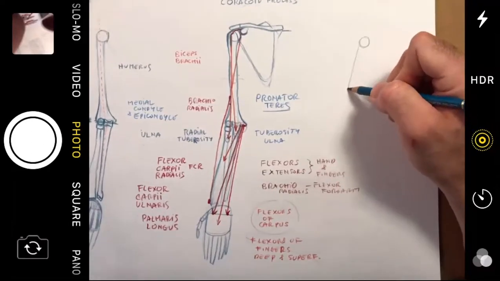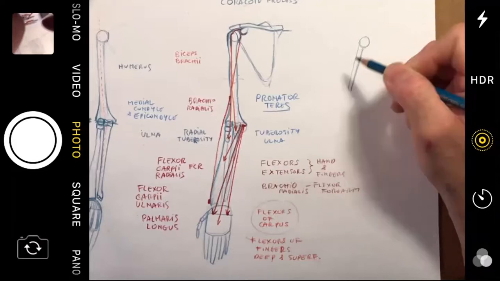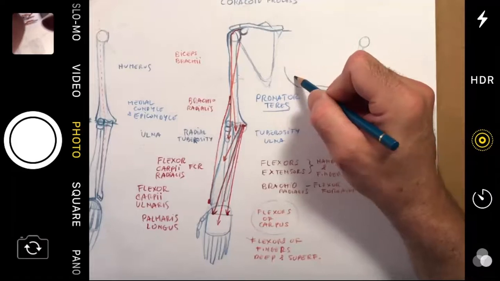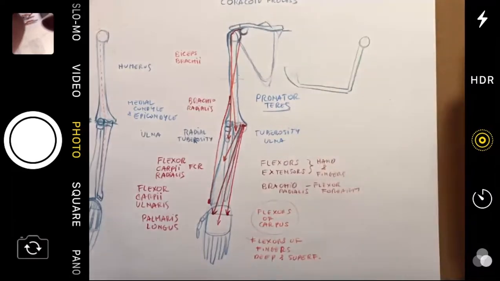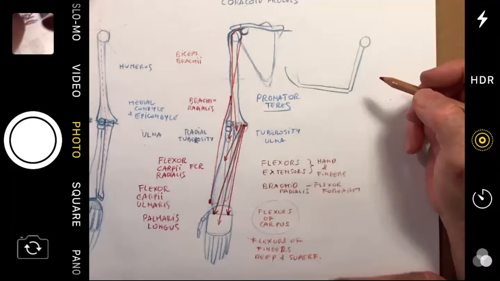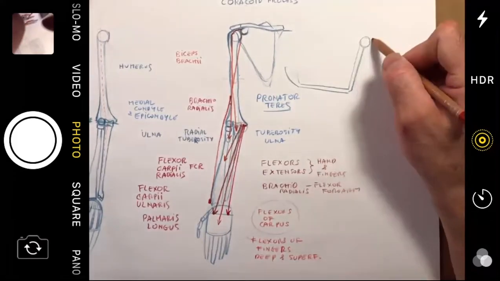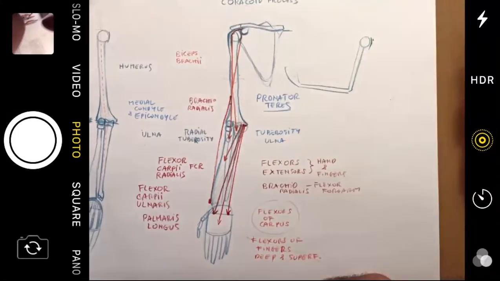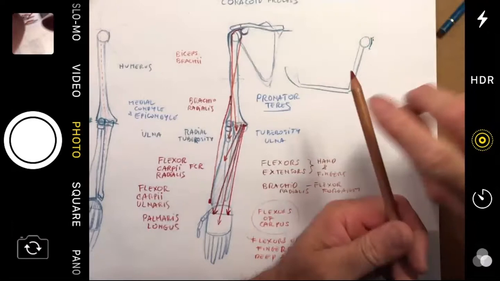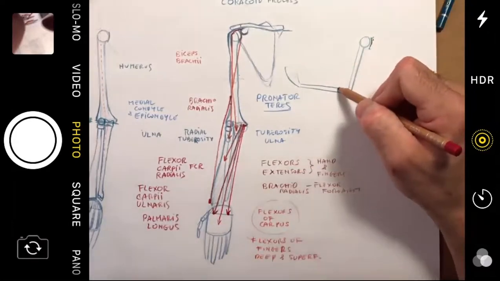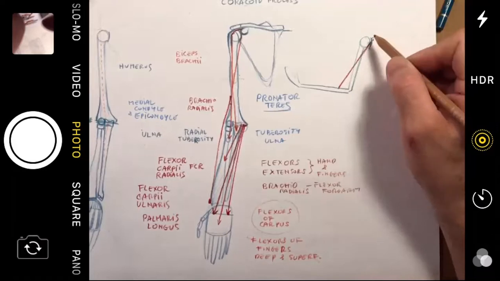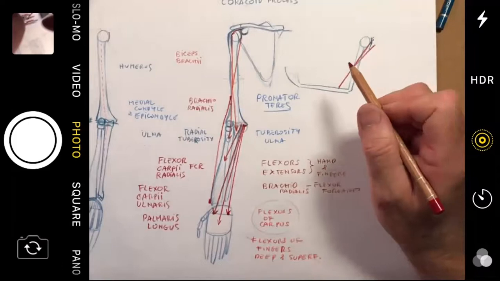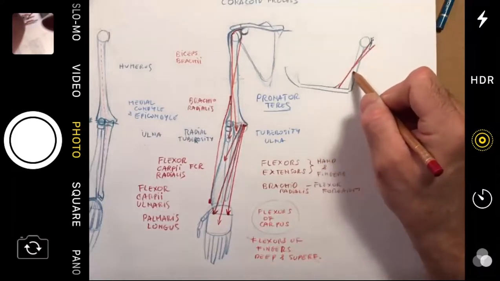This is the shaft of the humerus. This is the forearm, like this, right? And that's the hand, right? The biceps brachii will do this from here, meaning the biceps brachii starts from the scapula, right? And you have two heads, they go here. Here like this, right? The brachialis starts from here and goes here.